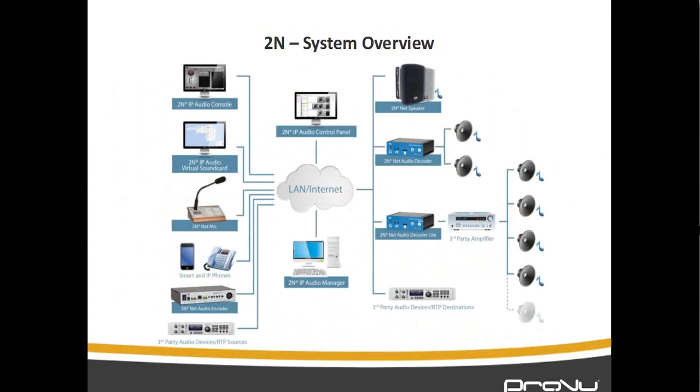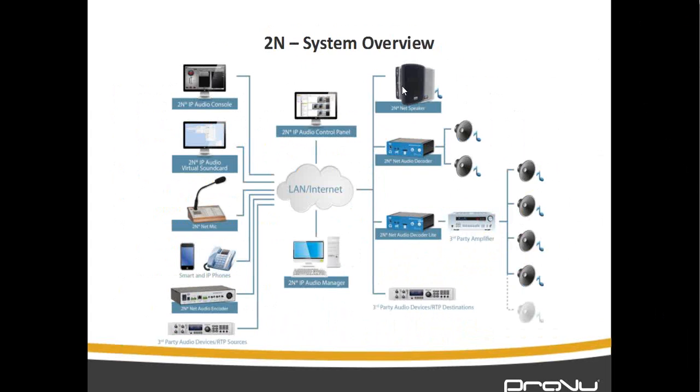So just before we move on to the Algo range, just to give you an idea of the system overview, where would you see 2N products? As you can see, there's a LAN or an interconnection, and you have devices all across the board. You have a Net Audio Decoder connected to a third-party amplifier, which is connected to a set of speakers. Then you have another place where you just have 2 speakers and you don't have an amplifier, so you just need to connect an audio decoder to amplifier speakers directly.